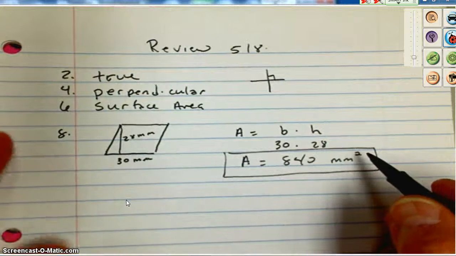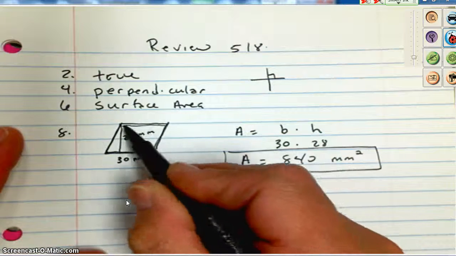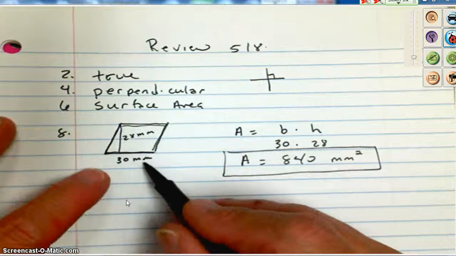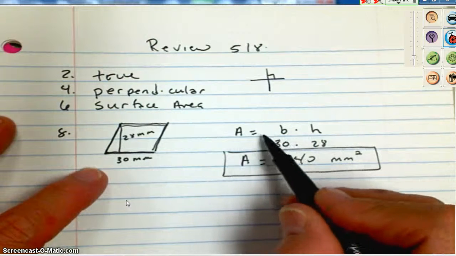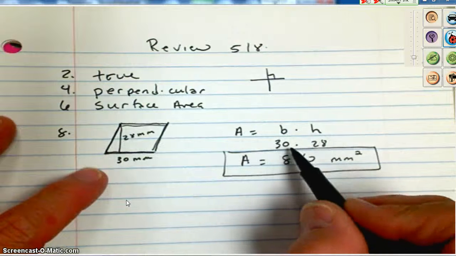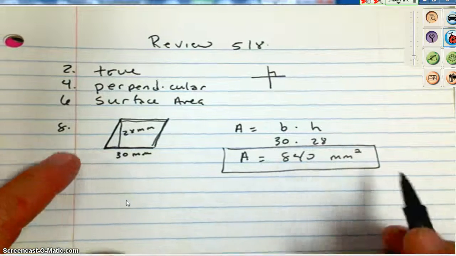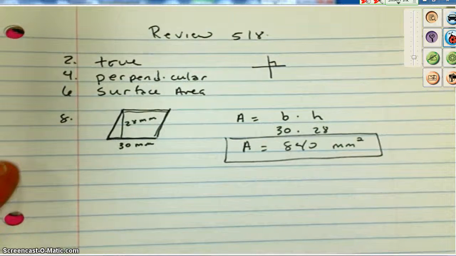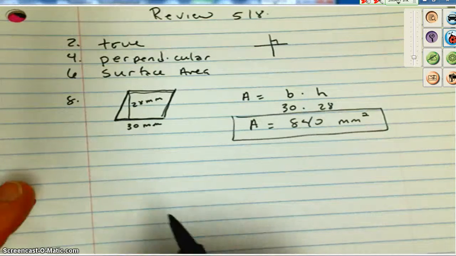And then number 8, you had to draw the parallelogram, which you did, and you labeled it 28 millimeters by 30 millimeters for the base. So then we put in our formula. Area is equal to base times height, and so 30 times 28, you did that on your calculator, and you should have gotten 840 millimeters squared.